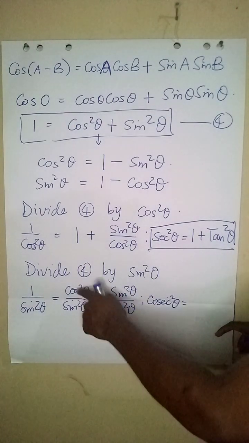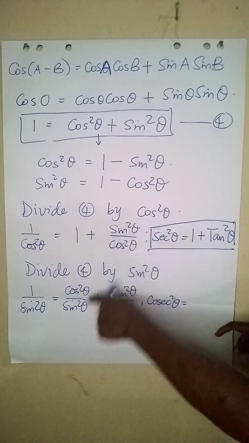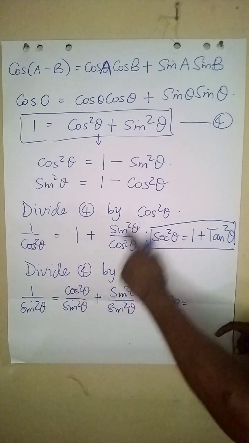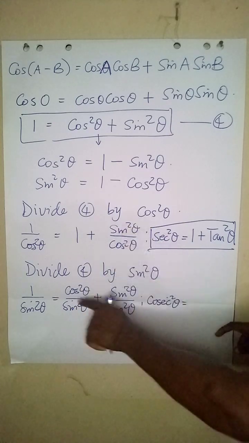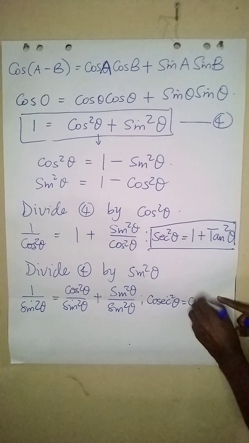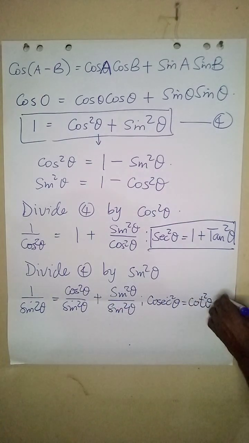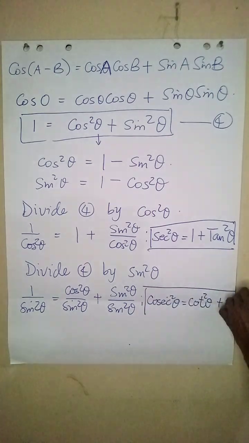So this over this is more like the reciprocal of this. So this is like saying 1 over tan theta, and 1 over tan theta is cot theta. So this is going to be cot square theta, and this is 1. So take note of this other relation.